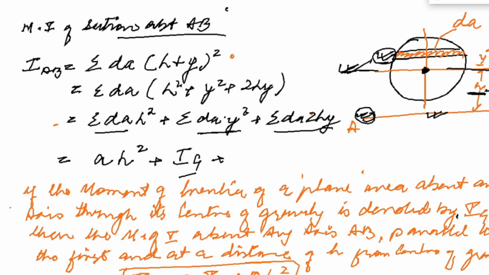Or you can also write it this way. When you have to calculate it, you can write down: the moment of inertia of any area about any axis is basically equal to the moment of inertia about a parallel axis, which is Ig, the moment of inertia about the parallel axis passing through the area centroid, right? This is passing through the area centroid. Plus the product of area and the square of the distance between these two axes, that is h.